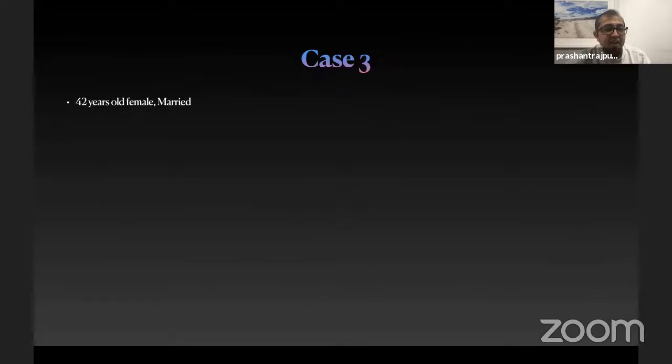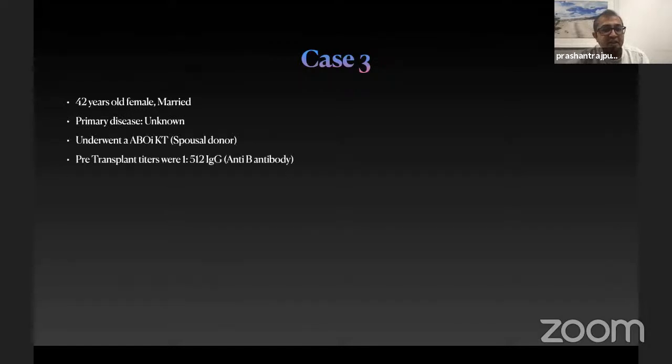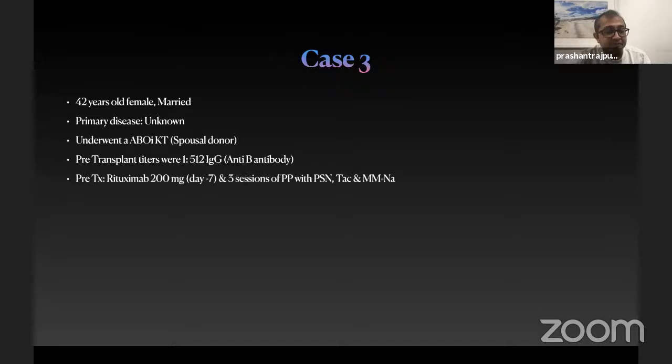Case 3, this is a 42-year-old female. She's married, and her primary disease is unknown. She underwent an ABO incompatible kidney transplant with a spousal donor. The pre-transplant titer was 1:512 IgG, which was an anti-B antibody. The pre-transplant immunosuppression included induction with rituximab 200 milligrams on day 7. The patient received 3 sessions of plasma exchange and was started on prednisolone 20 milligrams, TAC and MMF on day 7 pre-transplant. The pre-transplant titer was 1:16.